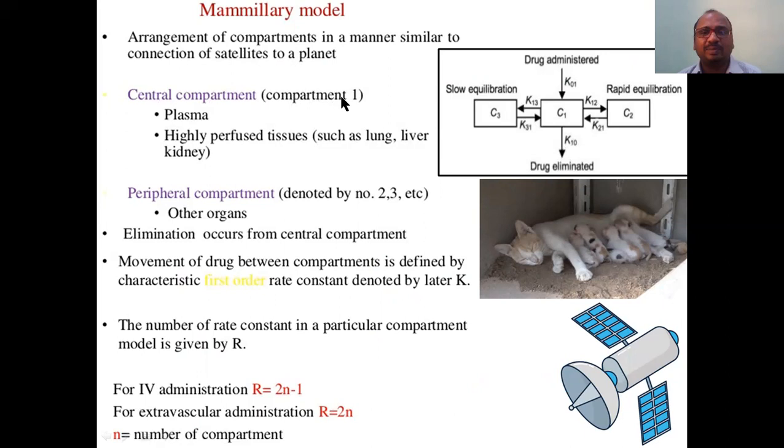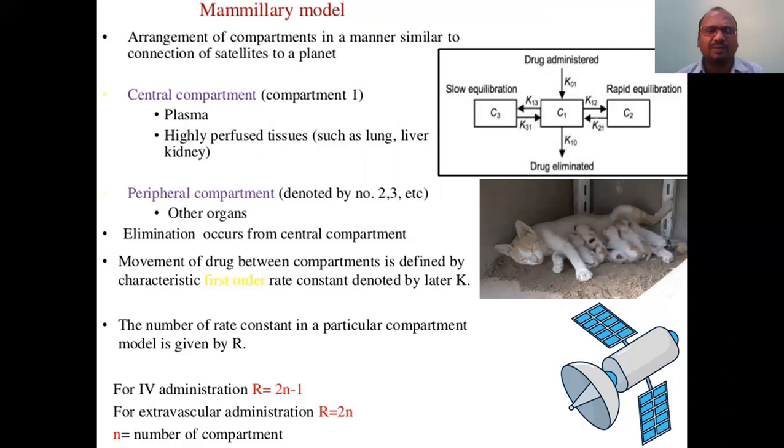And the central compartment is always mentioned as 1. This is compartment 1. What we imagine here is plasma and highly perfused blood organs. All are in the central compartment only, such as the lung, liver, kidney, always floating in the blood. These have highly blood supply, the lung, the liver. So all these organs are also floating in the blood, like that you can imagine. That's why all are kept in the central compartment.